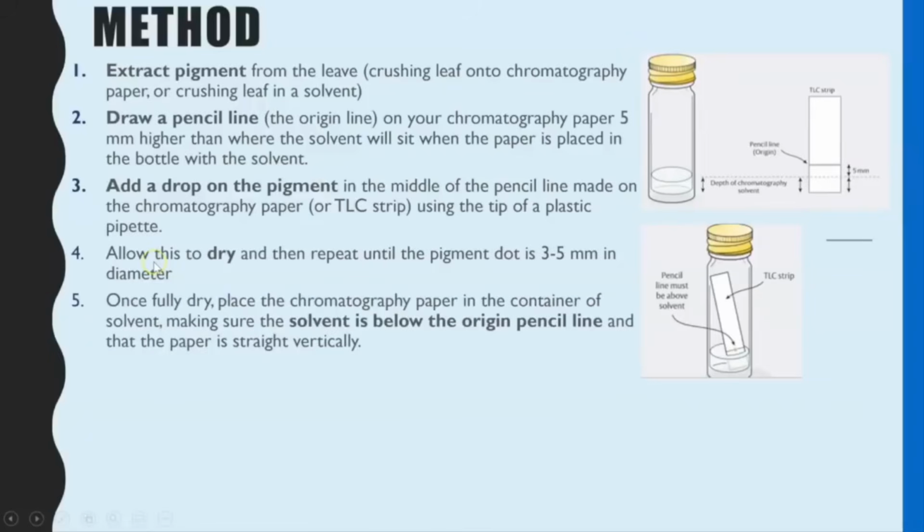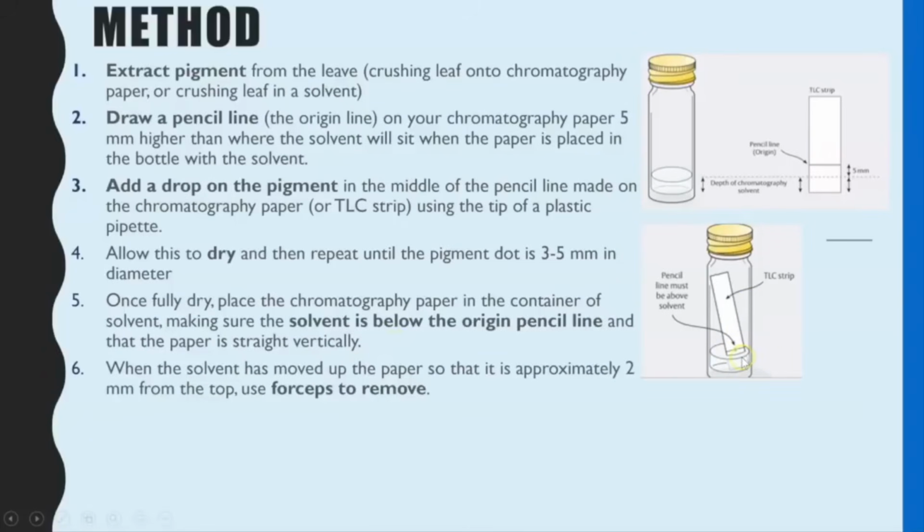Then, once that is fully dry, you will place your chromatography paper or TLC paper into whatever container you're using to hold the solvent and your chromatography paper. But the key thing is you need to make sure that the solvent is just below your origin line and your pigment dot, and that the paper is vertically straight, not touching the walls. And that's so that the pigments do run straight up the paper, because if it is at an angle, they'll end up going up sideways and they might just run off the end of the paper, and then you won't be able to take your measurements later.